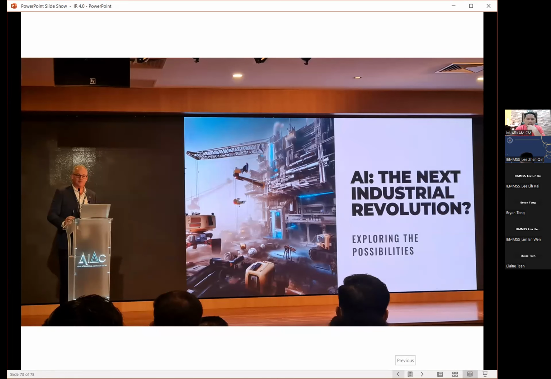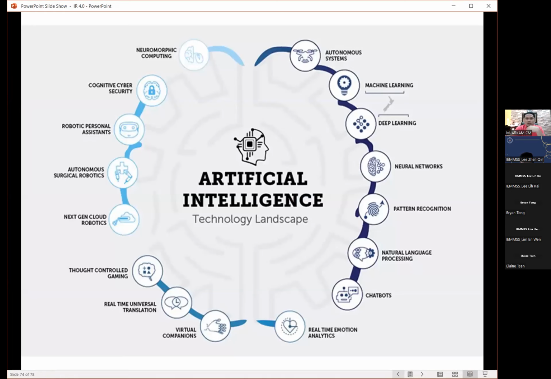These are pictures I've taken, and things that we can get from the internet as well. More and more things are now circulating around AI technologies: autonomous systems, machine learning, deep learning, neural networks, pattern recognition, natural language processing, chatbots, real-time emotion analytics, virtual companions, neuromorphic computing, cognitive cyber, and all these things are within AI. So we can see that AI can become one of the important aspects when looking into current job opportunities, as well as future job scopes that will be offered in the market.